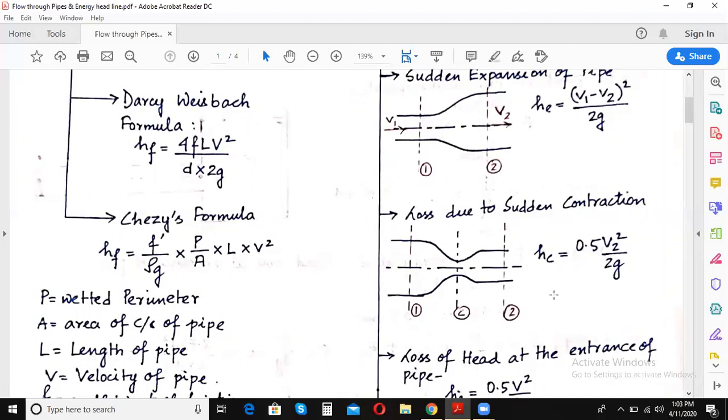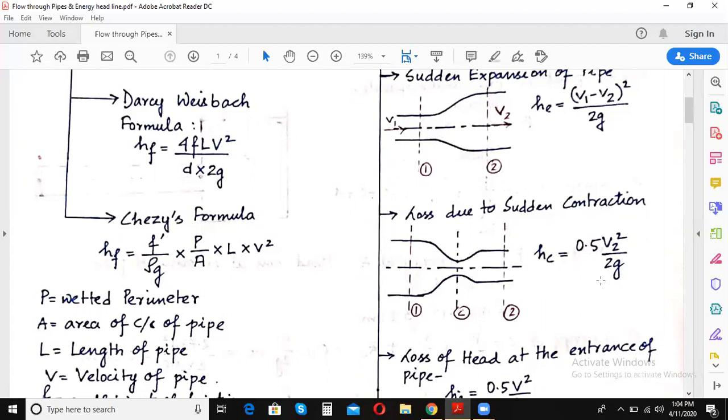So this derivation of loss of head due to sudden contraction in a pipe is a big derivation, but even after deriving the entire expression, the head loss for pipes with sudden contraction is derived to be approximately this value. Okay, so this is the approximate value of the head loss for pipes undergoing sudden contraction, and it is given as 0.5 times v2 square divided by 2g. So what is v2? V2 is the velocity of fluid flow through the pipe in this cross section.